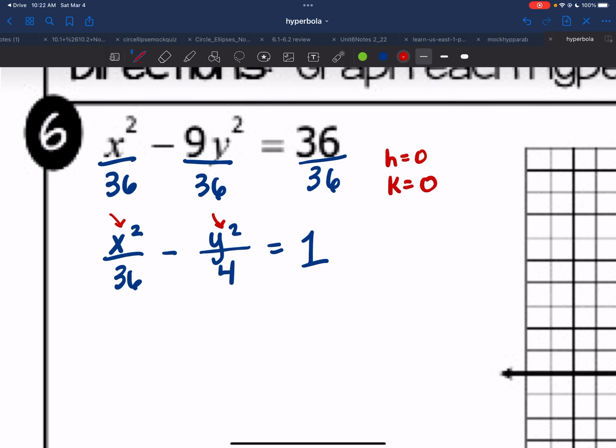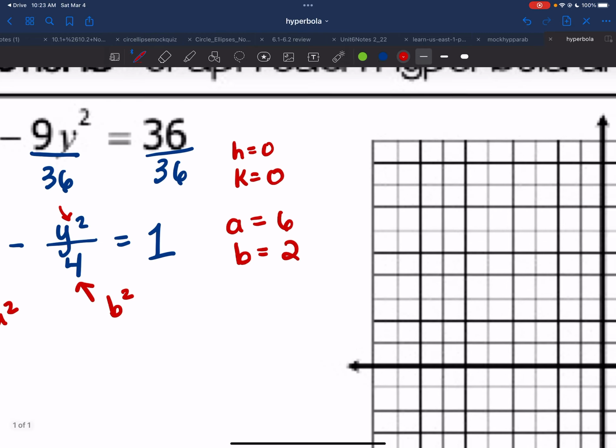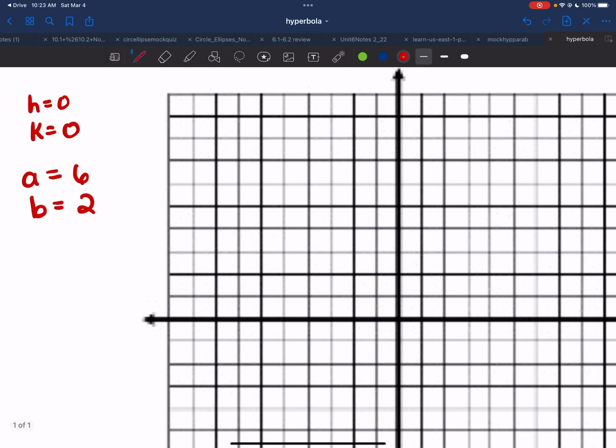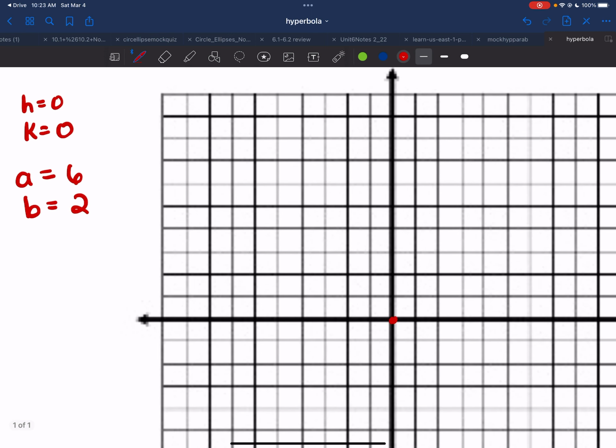So from 0, 0, I can figure out what a and b are, right? This is a squared, and this is b squared. So my a is going to be 6, and my b is going to be 2. So I have my center, and I know my a and b. So I'm going to go ahead and graph this a little bit here. So here's my center.